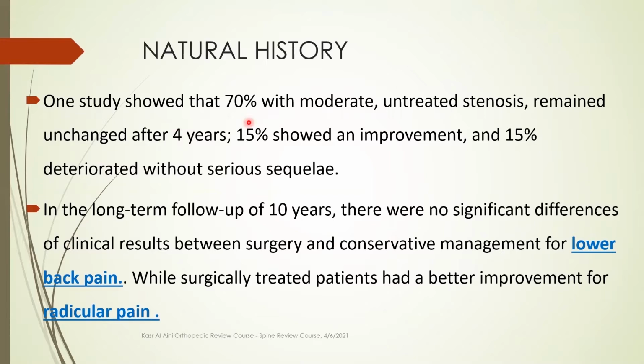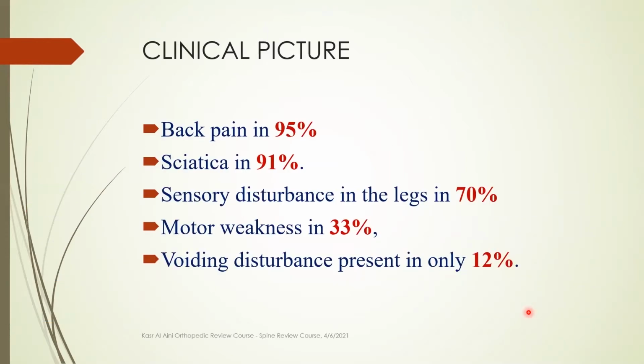One study showed that 70% in moderate untreated stenosis remained the same, 15% deteriorated, and 15% improved. In long-term follow-up of 10 years, there was no difference between the conservative and surgical groups regarding back pain, but patients were significantly improved regarding radicular pain in the surgically treated group.